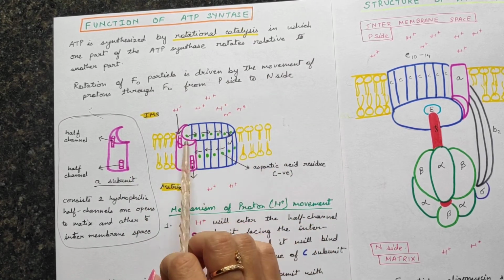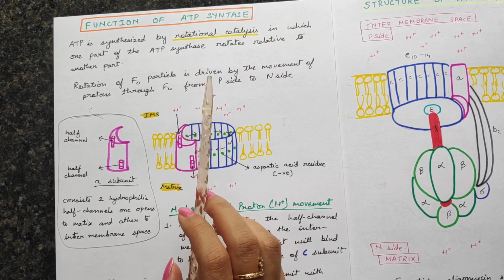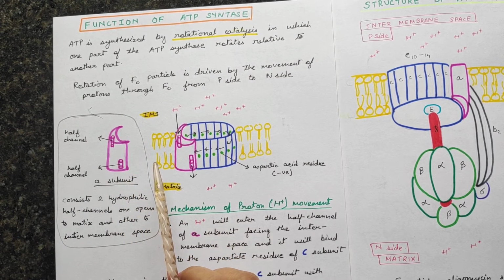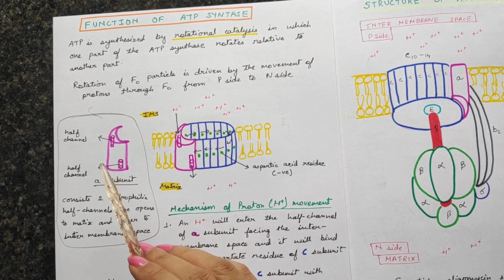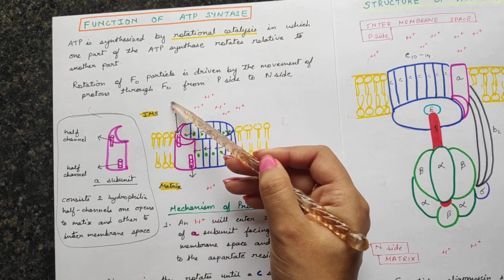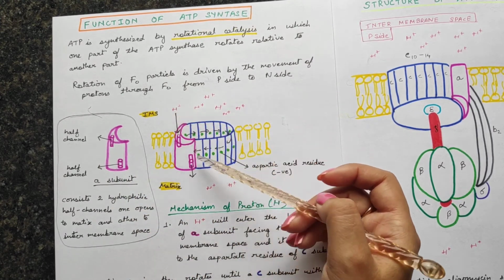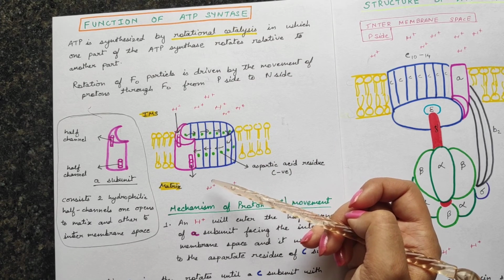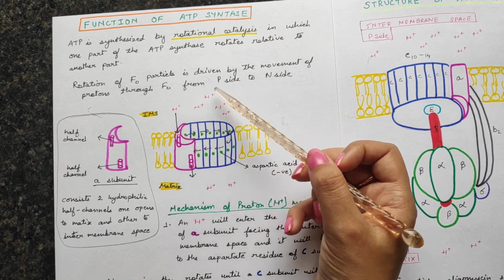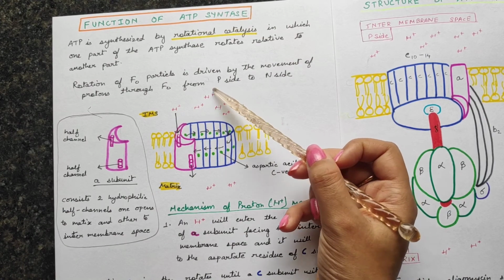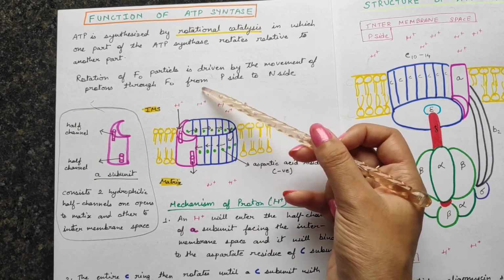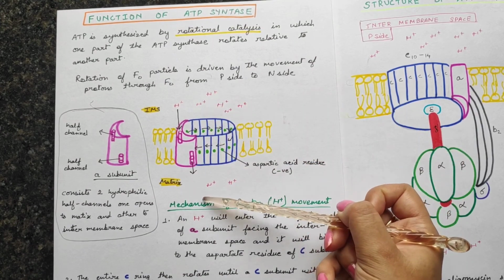Now how does this rotation occur? This rotation occurs due to the movement of the protons. From where? Previously, all four complexes in the electron transport chain passed protons from the matrix to the intermembrane space. But here in the F0 complex, that is in complex 5, the opposite thing will happen. The protons will be passed from the P side to the N side, that means it will be reverted back from the intermembrane side to the matrix side.